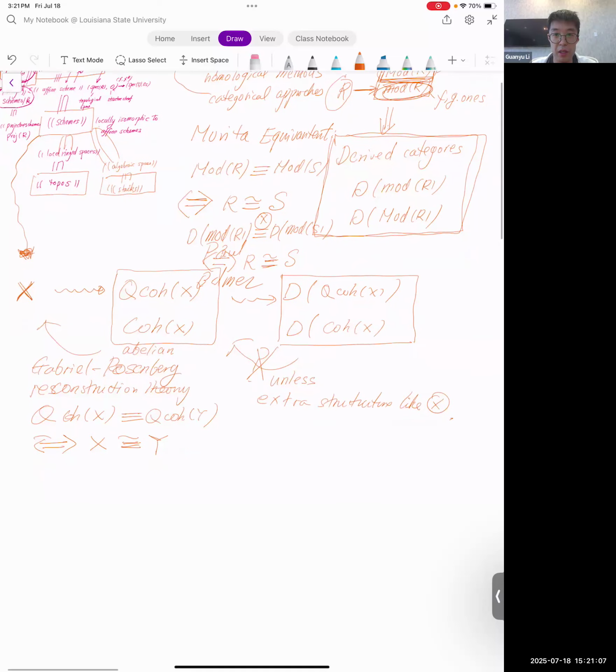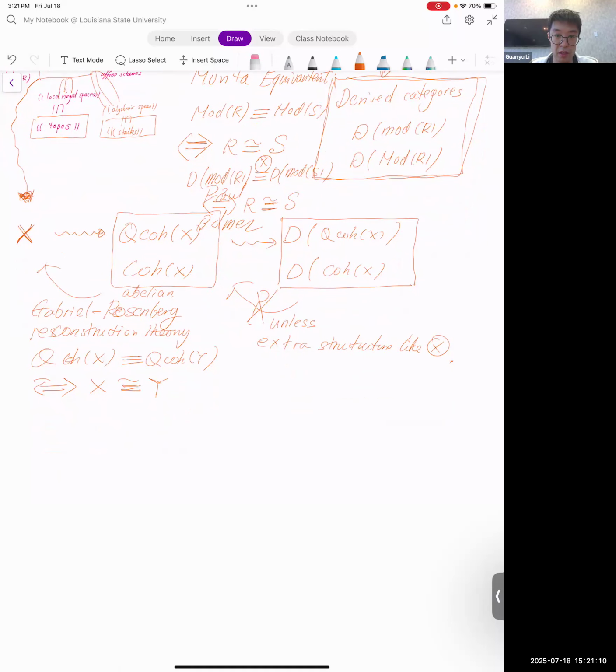Sorry to interrupt. For the reconstruction theorem, I'm confused. Should this have some conditions on it? I don't know what kind of conditions. Yeah, separated. Okay. Yeah, you do need some, quasi-separated.